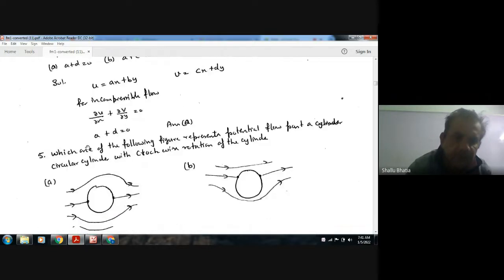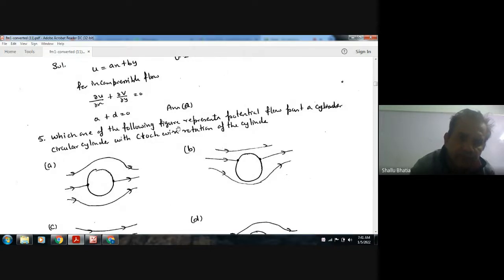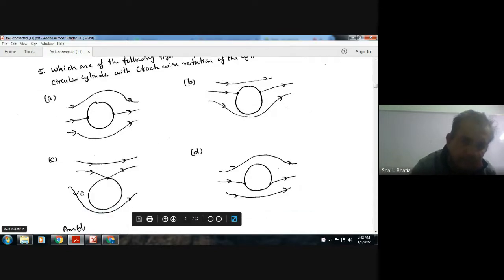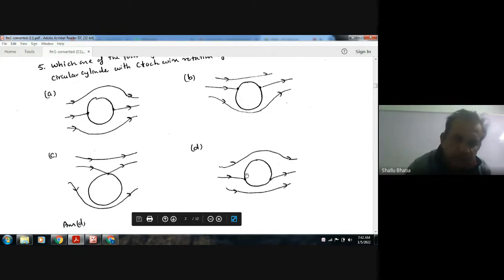Okay. Next, which of the following figures represents the potential flow past a circular cylinder with clockwise rotation of the cylinder? So if it is a clockwise rotation, then it is good, but this is not acceptable. If it is clockwise, this is not acceptable, and this is also not acceptable. So if it is clockwise, then this is right, and this is also almost right. So answer is here D.